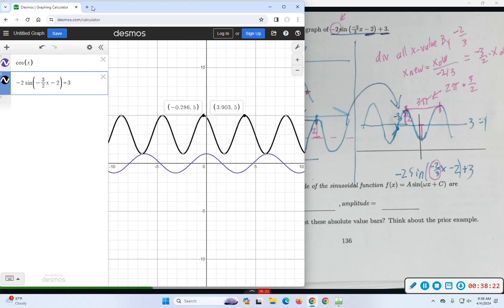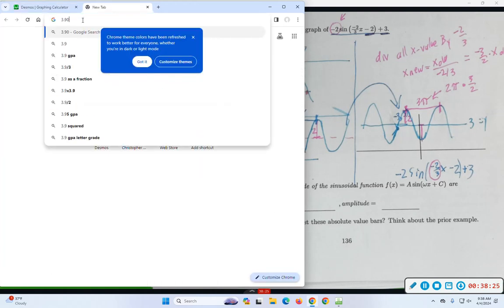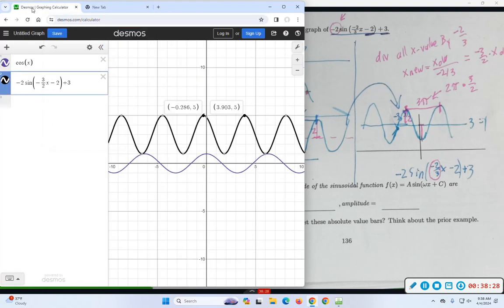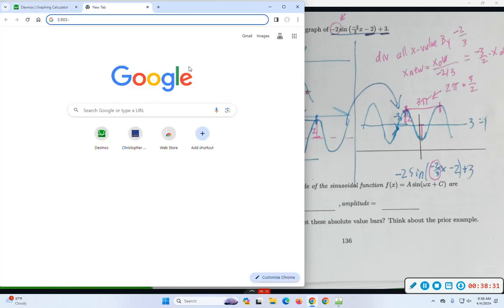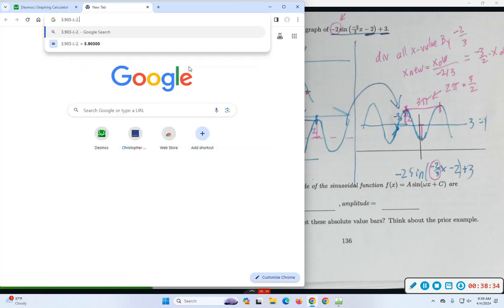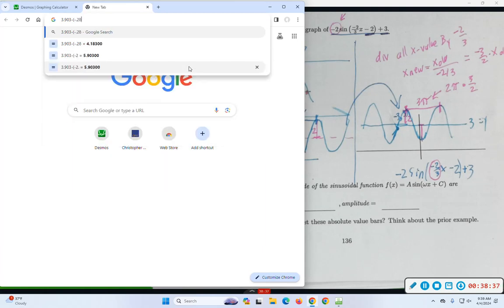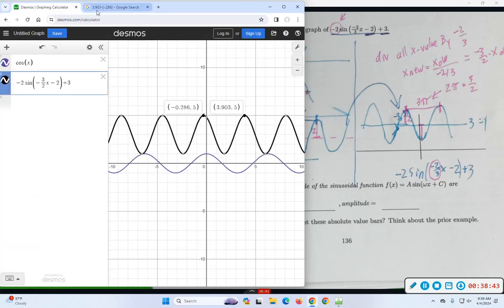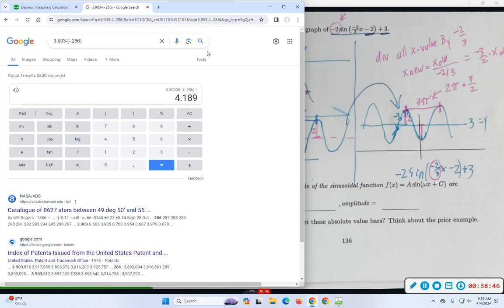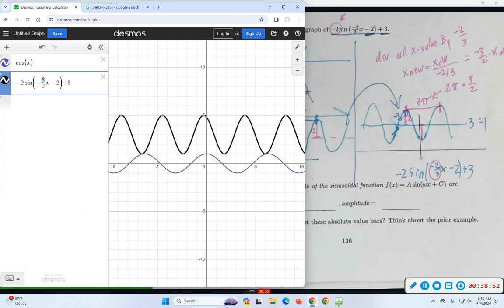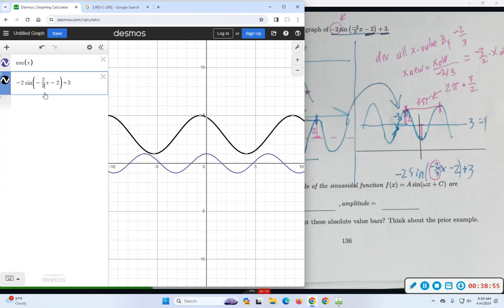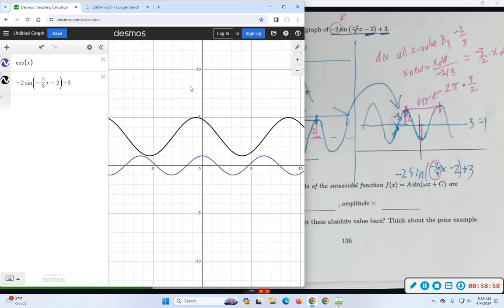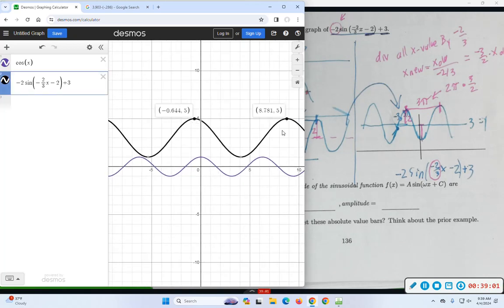So 3.903 minus 2.86, 0.286, right? That gives me some number. Did I copy this down right? No, I didn't. This should be a 2/3, right? Now did I copy it down right? All right, well, wish I'd noticed that sooner. All right. 8.781.